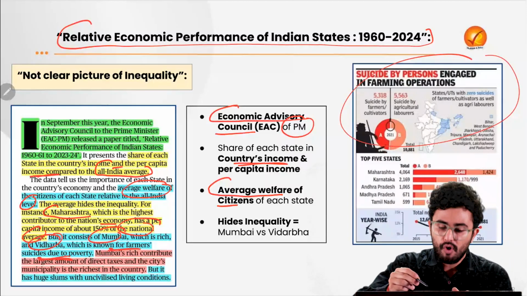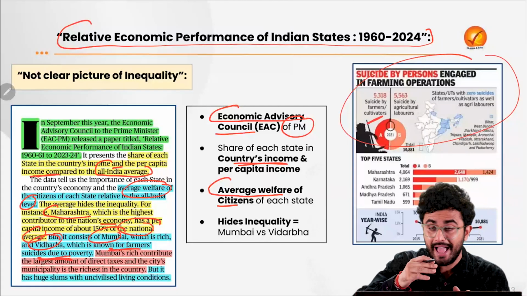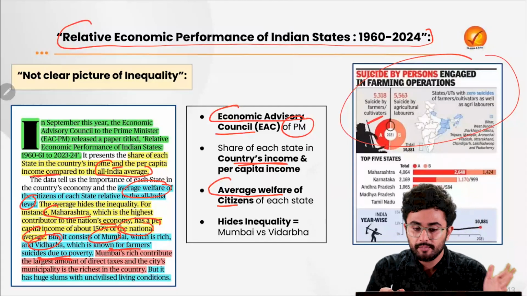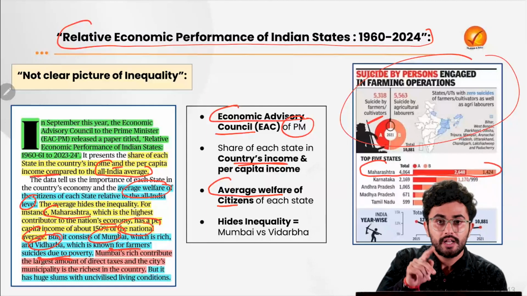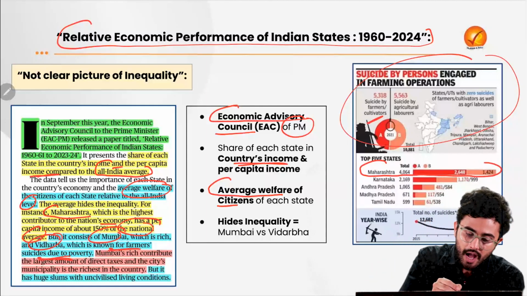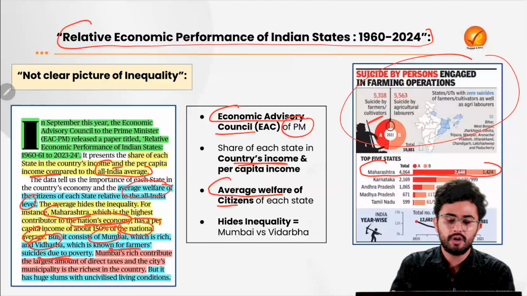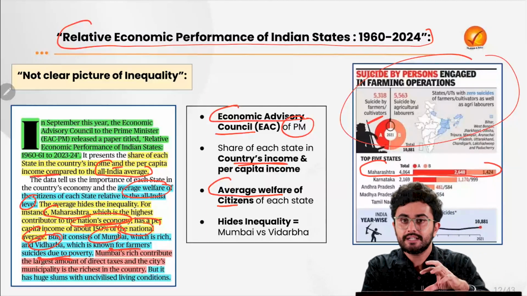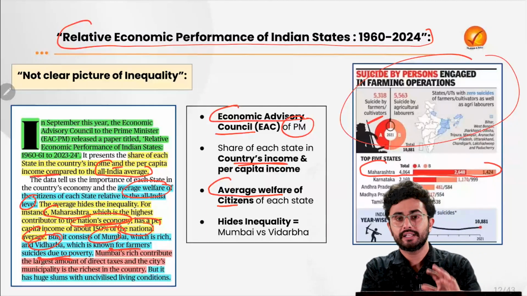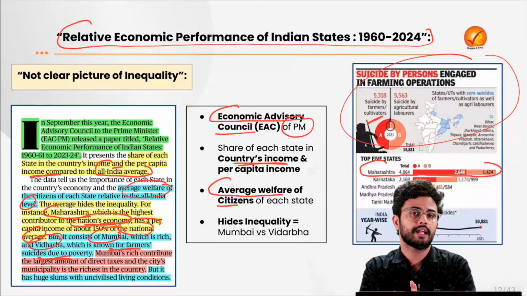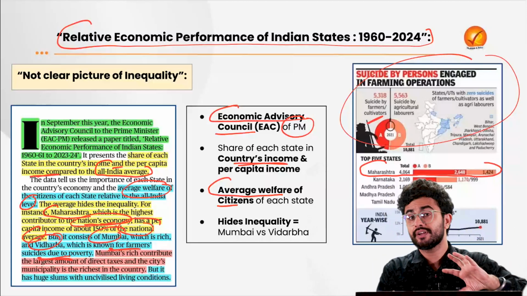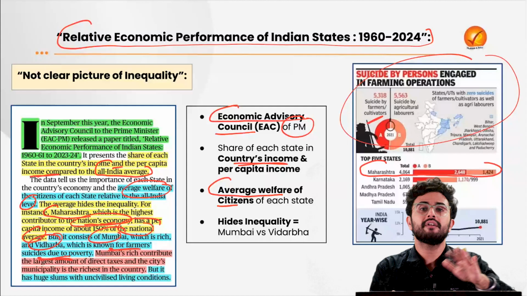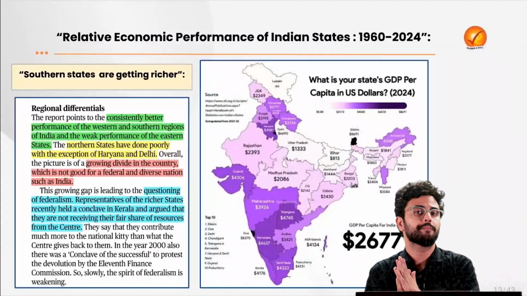Just look at the staggering number of farmer suicides which are taking place in our country and look at Maharashtra's share there. The same state which is the highest contributor to the nation's economy, right? So there is an income inequality which exists within the richest state, and thus this idea of showcasing that a particular state is faring this well in income does not reflect the grassroots picture.